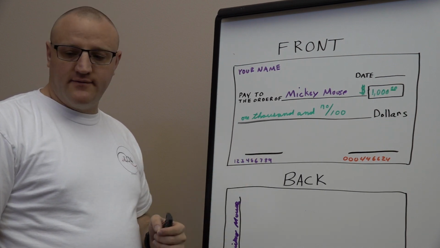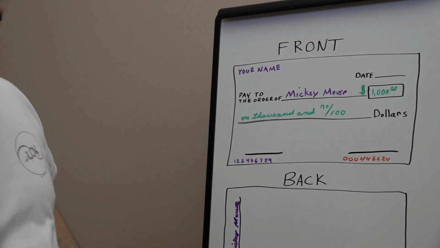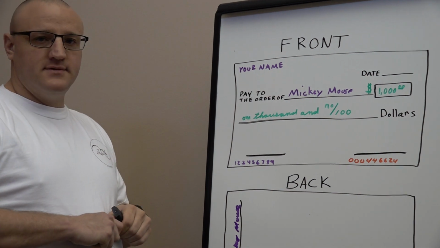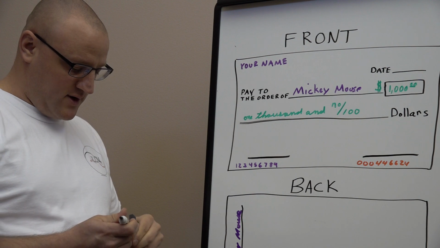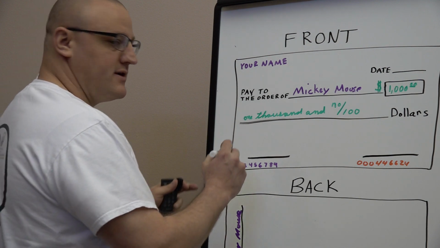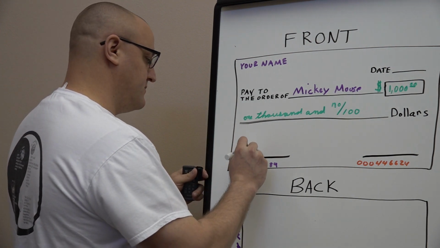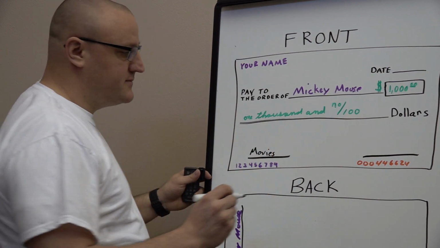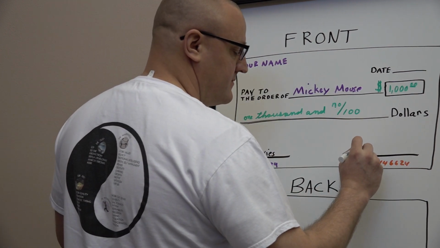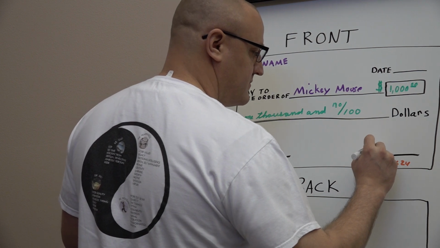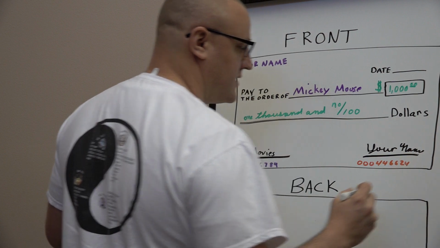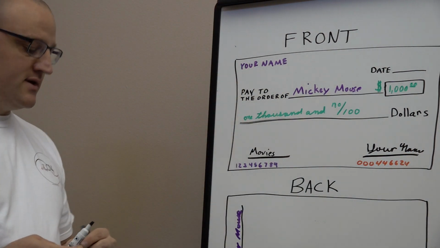Now this check is not valid until you sign it. So once you've done the check and you've got it the way you want, with movies in there, in order to make the check legal, you have to sign it. There you go, now the check is legal.